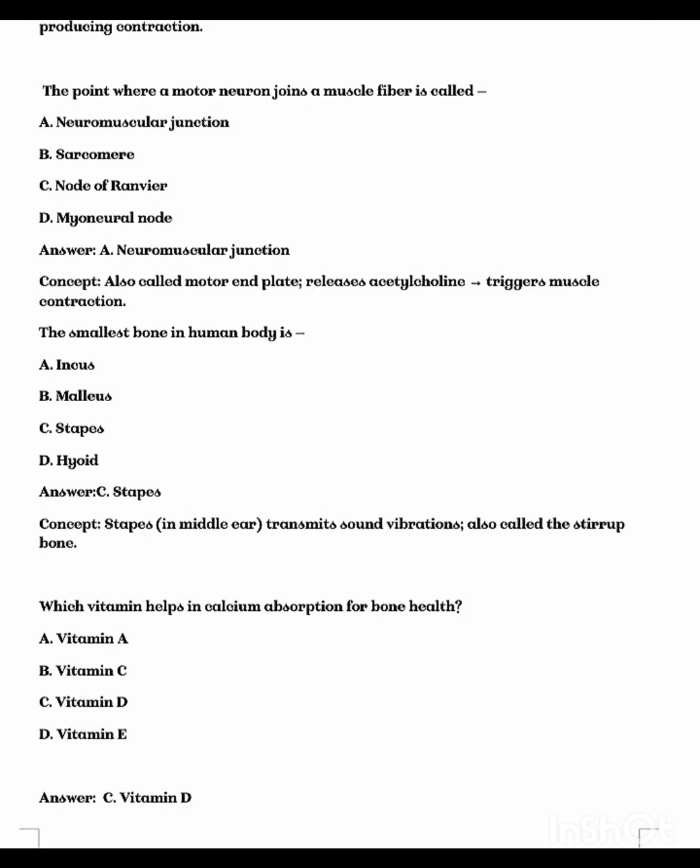Which vitamin helps in calcium absorption for bone health? A. vitamin A, B. vitamin C, C. vitamin D, D. vitamin K. Answer C. vitamin D. Concept: vitamin D promotes Ca2+ absorption in the intestine, essential for bone formation and strength.